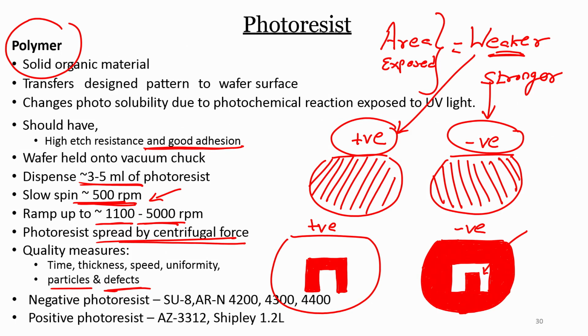Now, there are two types of photoresist like we have discussed here, positive and negative type. Negative photoresist can be SU8, it can be N4200, 4300, 44400. Positive photoresist can be AZ3312, it can be from Shipley 1.2 liters or Shipley 1.2.